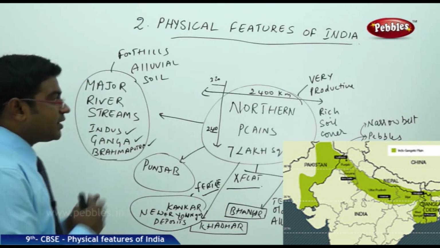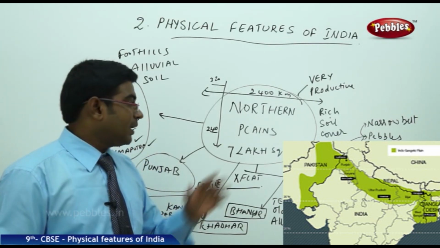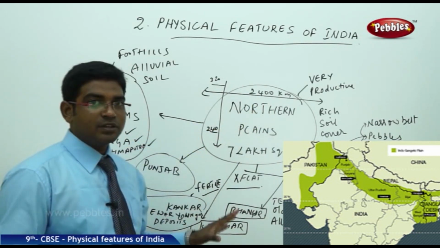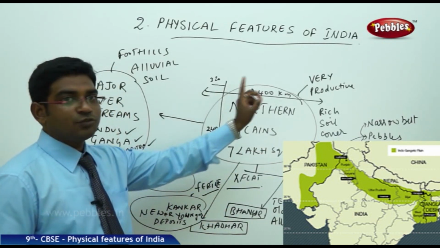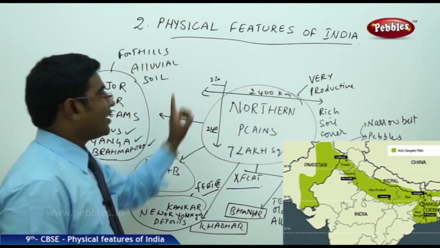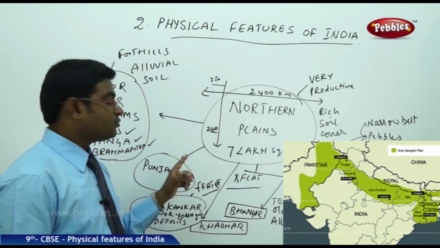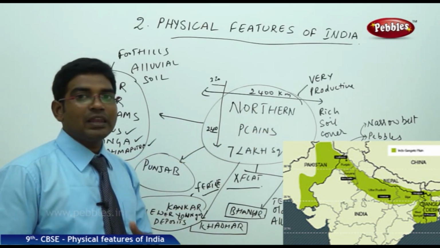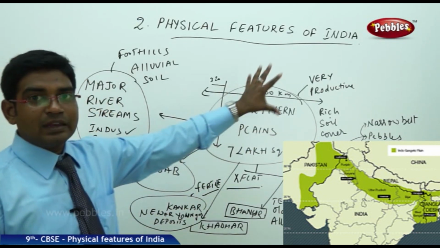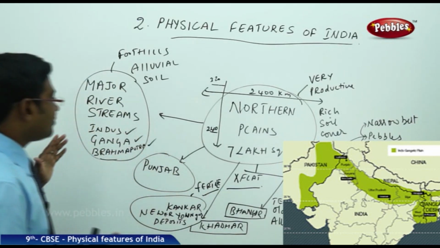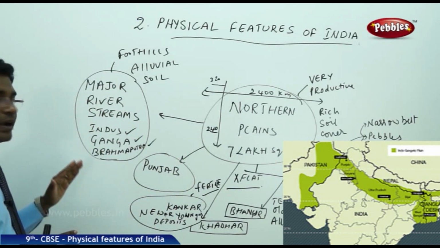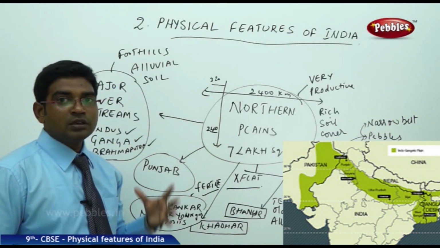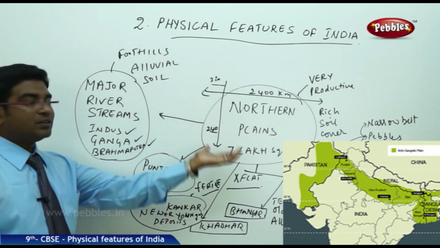Let's have a brief recap of the northern plains. The northern plains extend over 7 lakh square kilometers. Its length is 2400 kilometers. Its width varies from 320 kilometers to 240 kilometers. This is very productive and very rich in the soil cover of the entire Indian land. And here we have major river streams like Indus, Ganga and Brahmaputra. These rivers brought the alluvial soil from the foothills towards the northern plains.